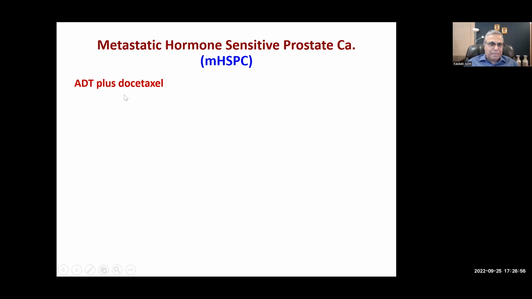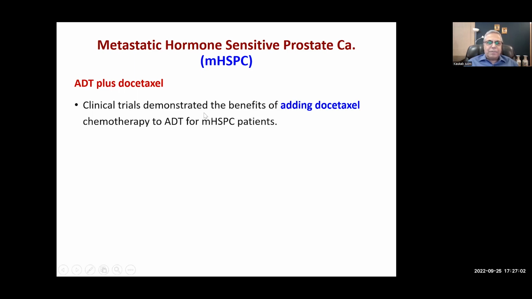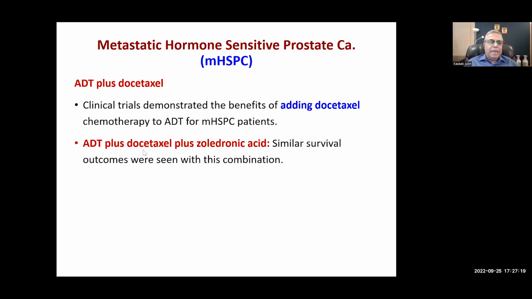ADT plus docetaxel. ADT means pharmacologic therapies, drugs, or orchiectomy. Clinical trials demonstrated the benefits of adding docetaxel chemotherapy to ADT. So the addition of docetaxel to androgen deprivation therapy is highly beneficial. All right. ADT plus docetaxel plus zoledronic acid, similar survival outcomes were seen with this combination.